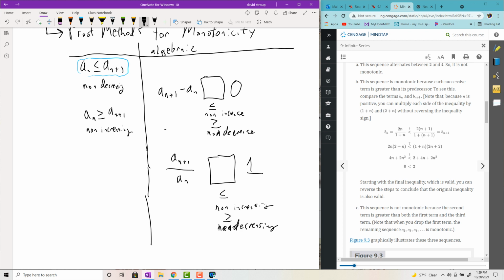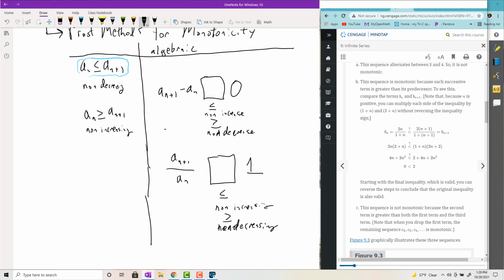I just want to look at my notes really quick to make sure I nailed it. It's non-increasing, non-decreasing. This stuff is just so confusing to me sometimes. So if a sub n plus 1 minus a sub n is greater than 0, it's non-decreasing. And a sub n plus 1 over a sub n greater than or equal to 1, it's non-decreasing. Okay, so these are the algebraic methods.